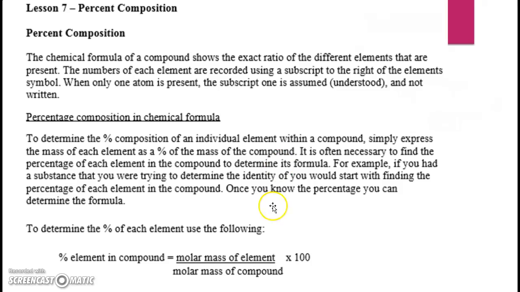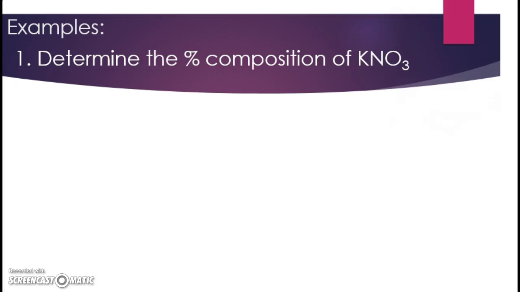So down here we have this equation. So to determine the percent of each element, use the following. The percent of the element in the compound is the molar mass of the element divided by the molar mass of the compound times 100. So in this example we have here, we're going to determine the percent composition of KNO3, which is potassium nitrate. So the first thing that we need to do is we need to figure out the molar mass of the whole thing.